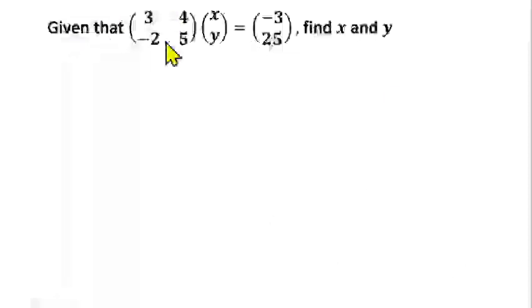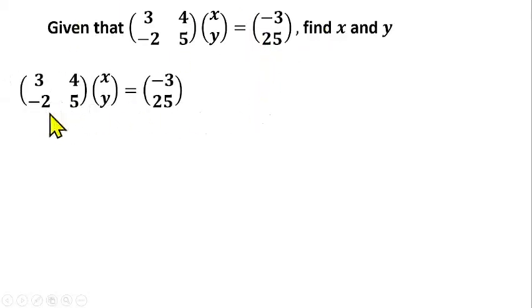So let's see another question. Given that this matrix multiplied by this column matrix is equal to this column matrix, find the value of x. So of course, having equality here, you cannot apply equality of matrix here until you make this a column matrix to look like this as well, so that you can now compare both sides.